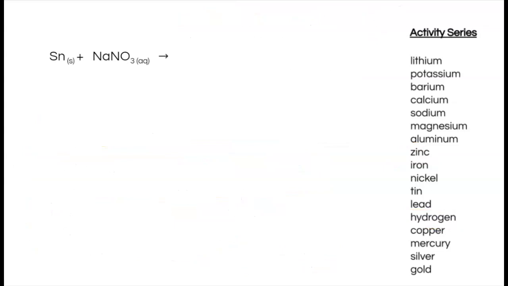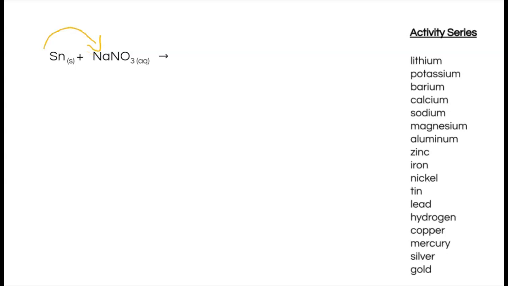Okay, so let's try a second example here together, just to get us used to this process. When I look at this question, I can see right off the bat that I have a single displacement reaction because I have tin, which is an element, and this sodium nitrate, which is a compound. If this reaction is going to proceed, then my tin needs to be able to bump out sodium, right? That needs to be able to happen.